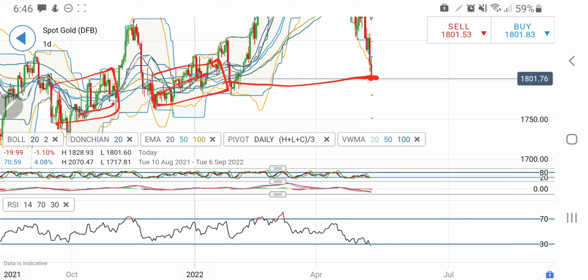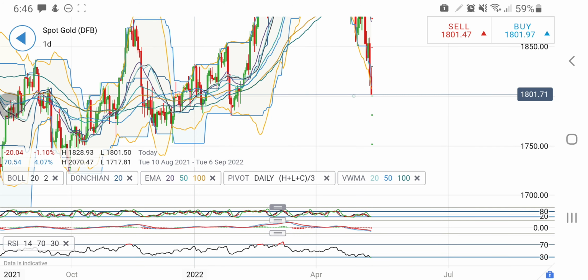So I'll be watchful. If it breaks this zone at 1760 next week, probably we may be looking forward to a bearish move in gold henceforth. So stay cautious for the day.